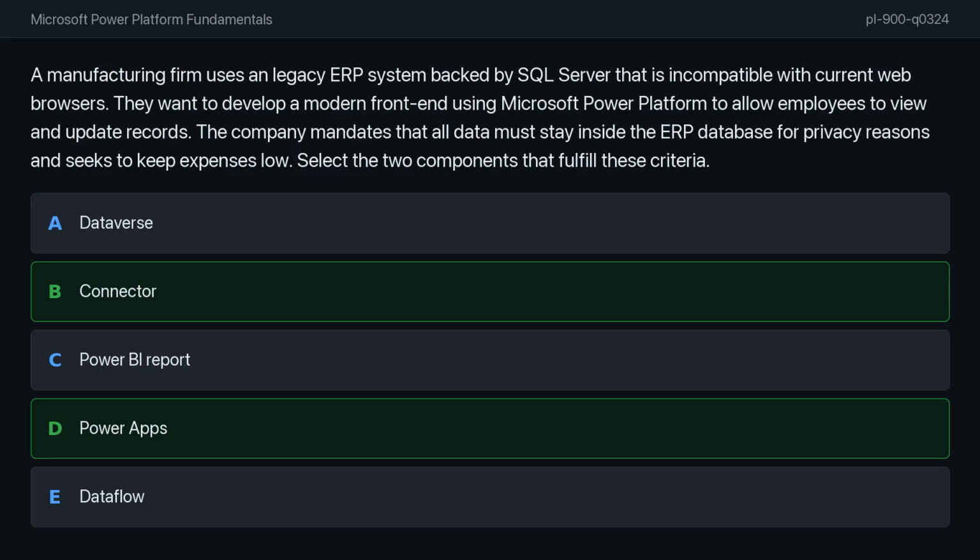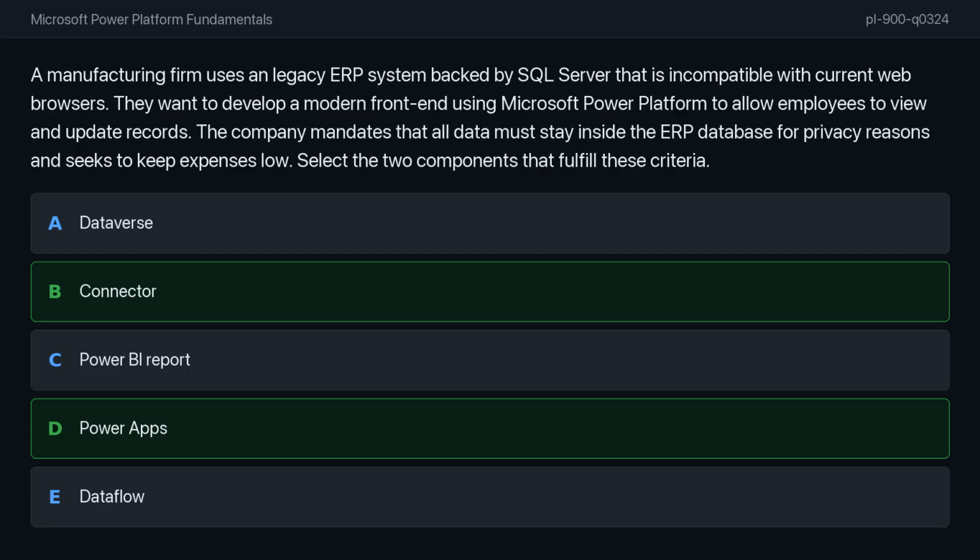In my view, the correct answers are Power Apps and Connector. Power Apps is the ideal solution for building a custom, modern user interface that supports both reading and writing data operations against the existing ERP. Connectors are the essential bridge that enables the Power Apps interface to communicate directly with the on-premises SQL Server database, ensuring that the information never leaves its original home, thus satisfying the strict privacy mandate.